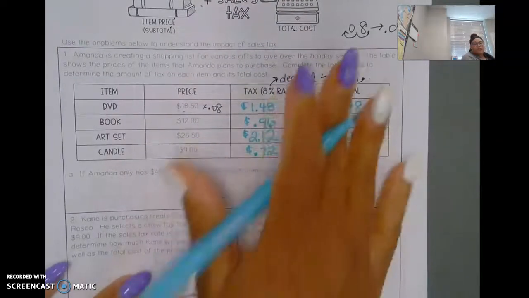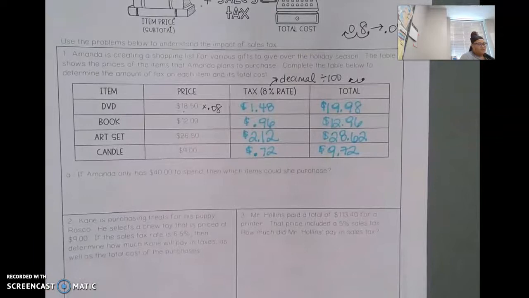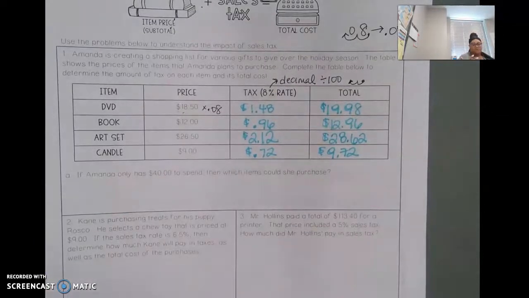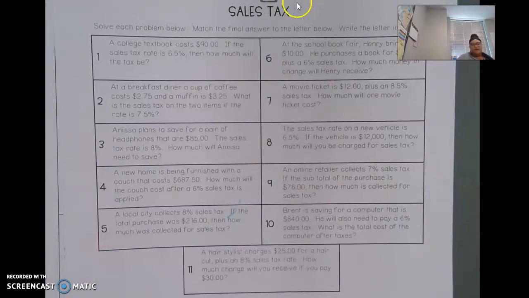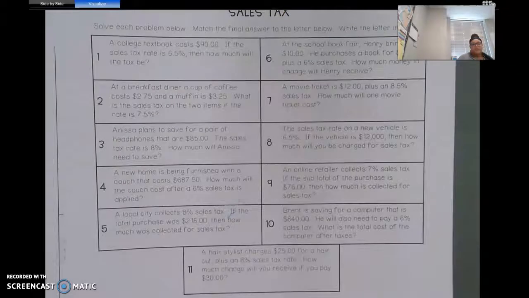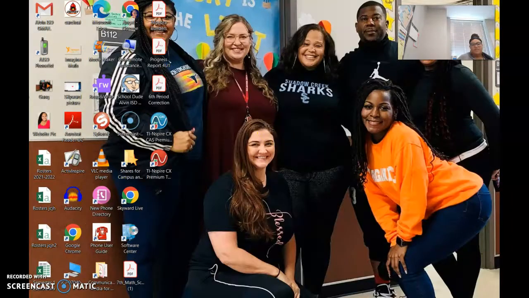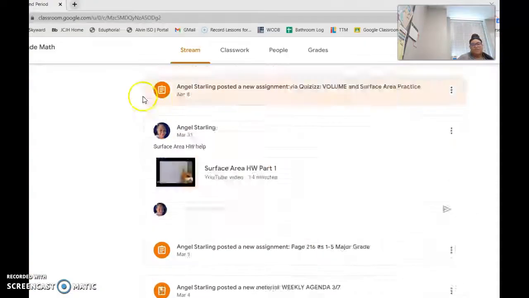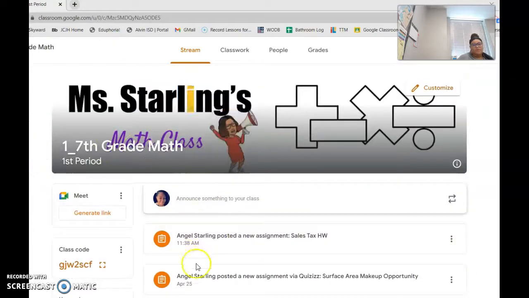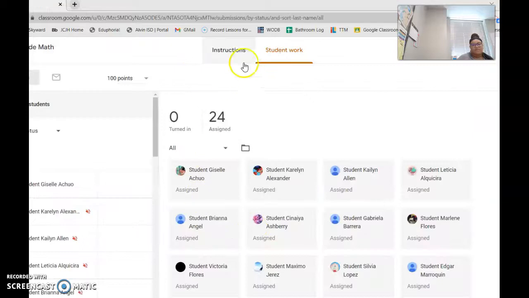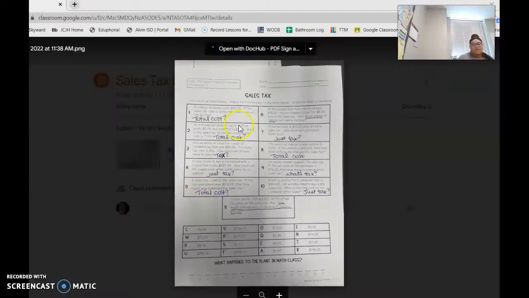Okay, so I'm going to go ahead and start going over your homework so we can kind of see what we're supposed to be doing there. Now, really quickly, your homework looks like this. It says that you have to be calculating certain things on Google Classroom. So let me jump to Google Classroom so that you can understand what you're supposed to be doing. Sales tax homework.